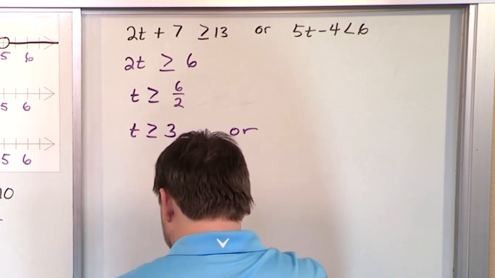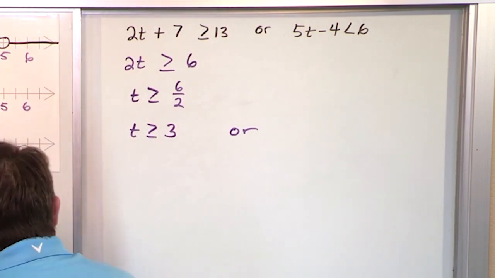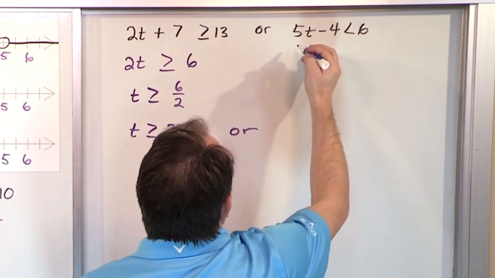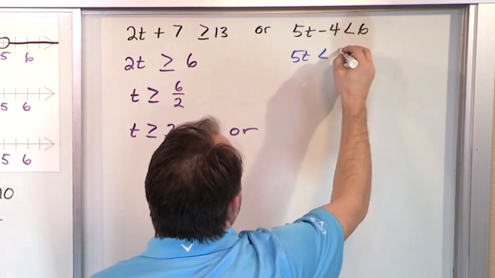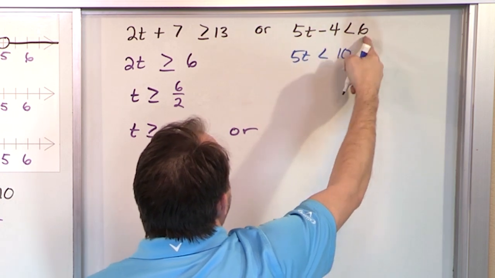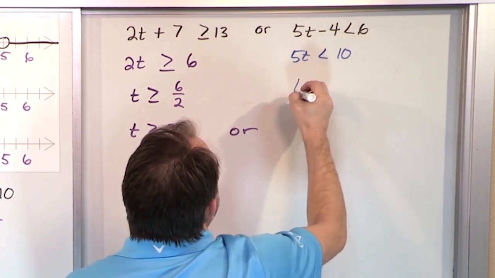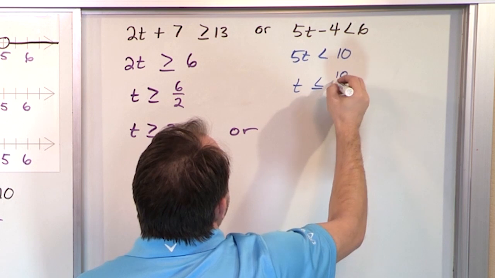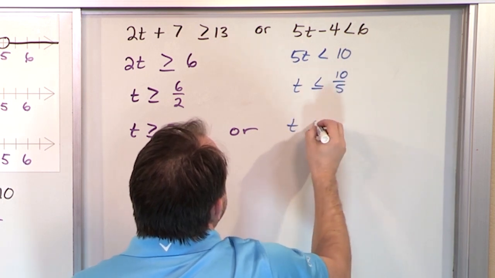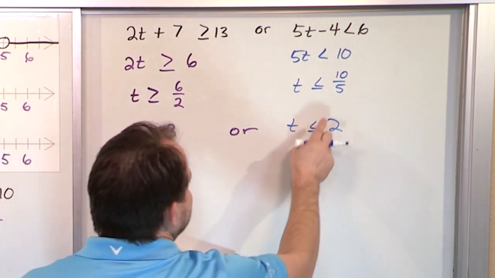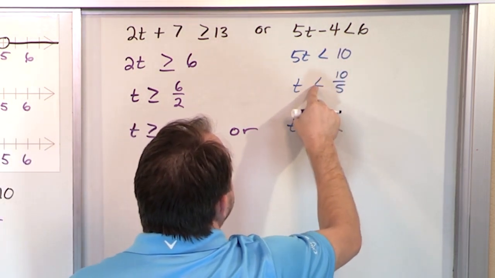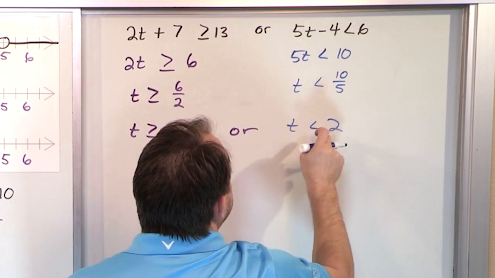And then over here, just to try to separate it, we'll switch colors. And we'll move the 4 over by adding it. So we'll have 5t less than, 6 plus 4 is 10. We add 4 here, getting 0, add 4 here, getting 10. And then t is less than 10 over 5. Just divide both sides by 5. t is less than 2. All right, actually it's not less than or equal to, sorry, there's no equal to sign over here.